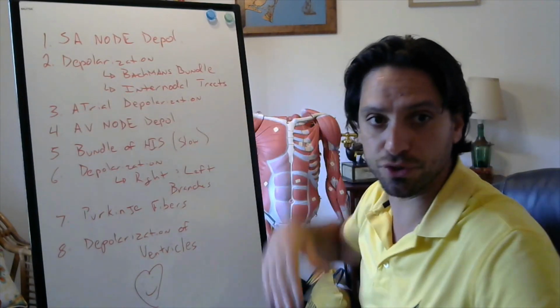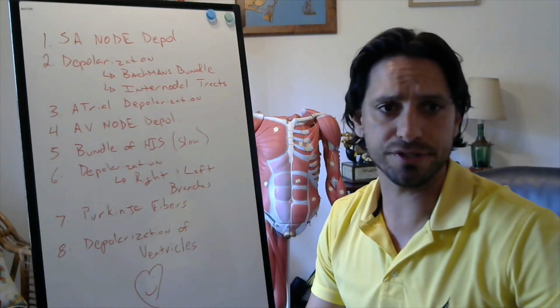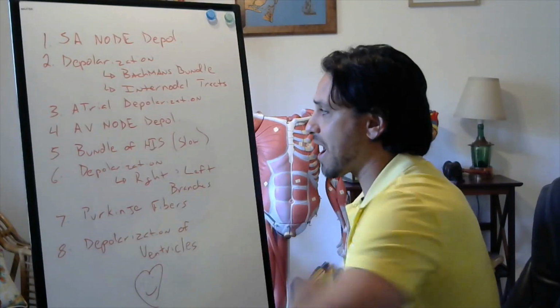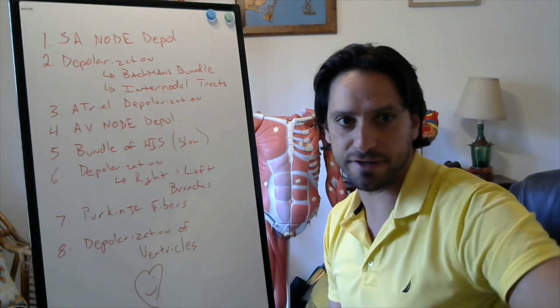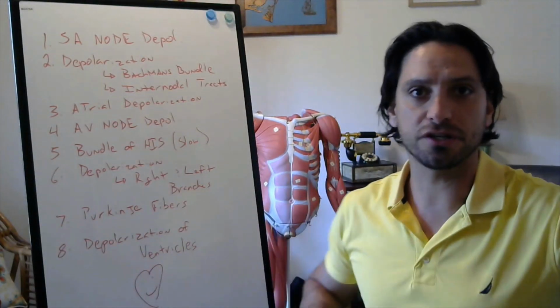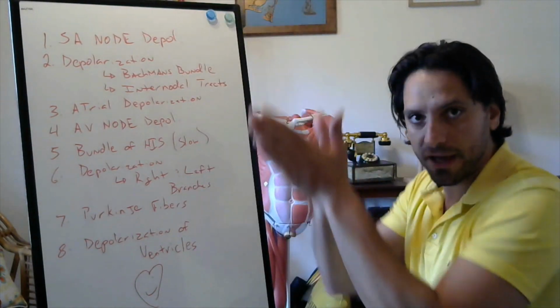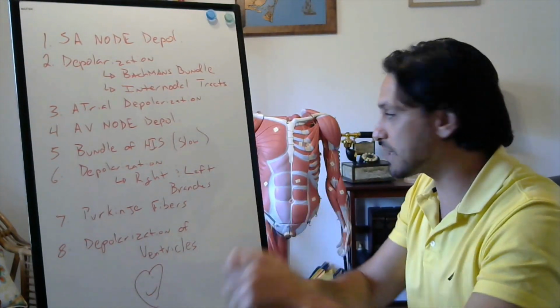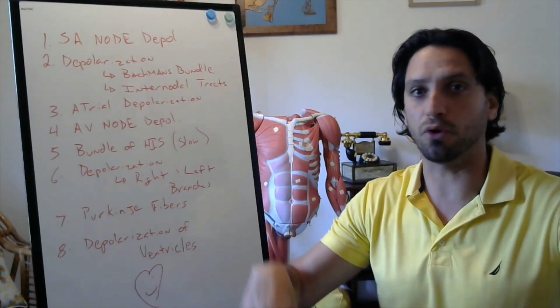Step 3, atrial depolarization occurs. Step 4, AV node depolarization occurs. Step 5, bundle of His depolarizes, slows down conductivity, okay? Step 6, depolarization of the right and the left branches, goes down the interventricular septum. Step 7, Purkinje fibers depolarize.